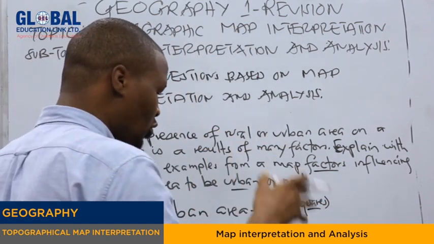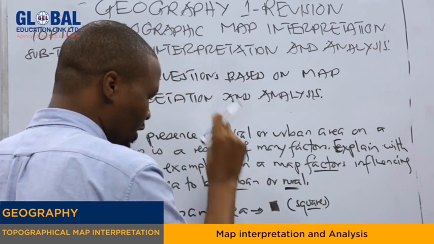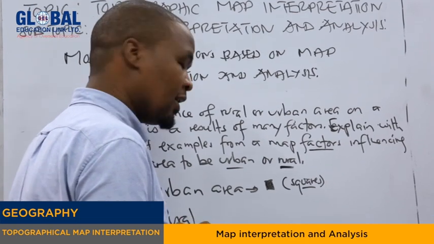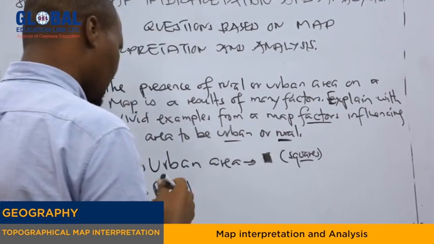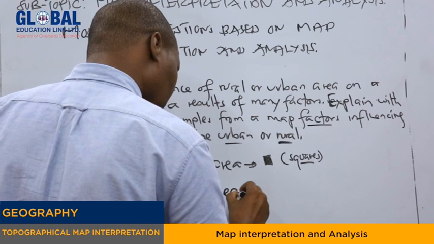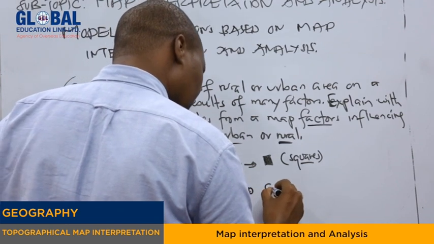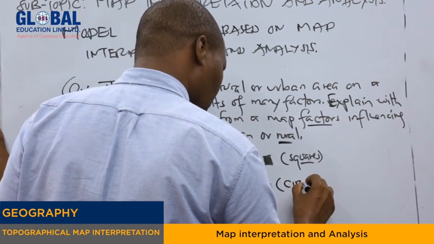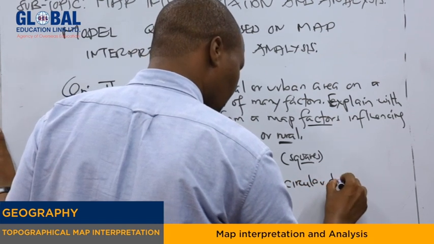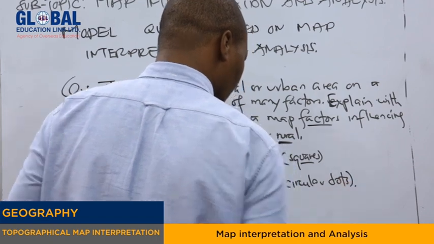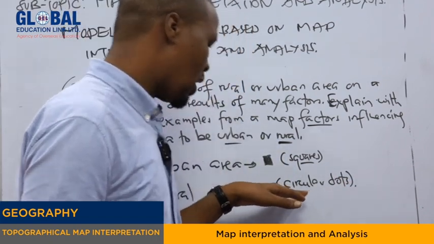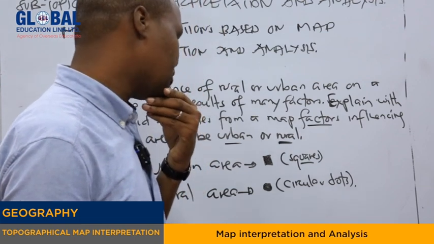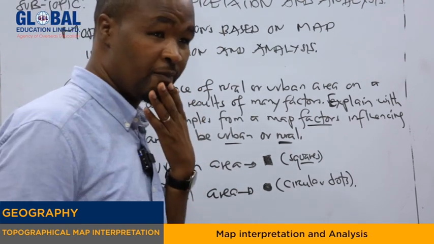If you find many squares drawn on a mapped area, it means the area is automatically urban. But the rural area is represented by small circular dots. See? Small circular dots. So if you see many dots in a circular shape arranged or found in your map, it means automatically the area is rural.